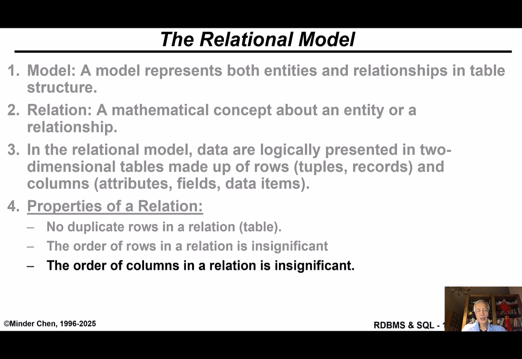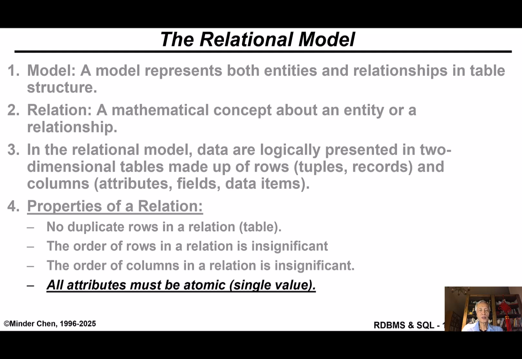Same thing for columns, because when we want to see some data from a table, we just say, I want this column, that column. We don't really need to know whether that's the first column, second column, or third column. As long as we know the column name, we can retrieve its data. So the ordering of the columns in a table is insignificant.